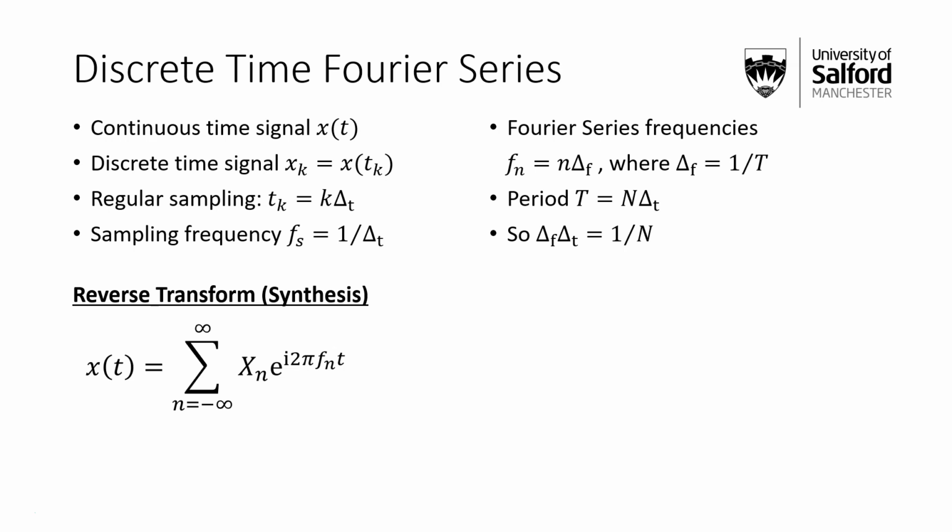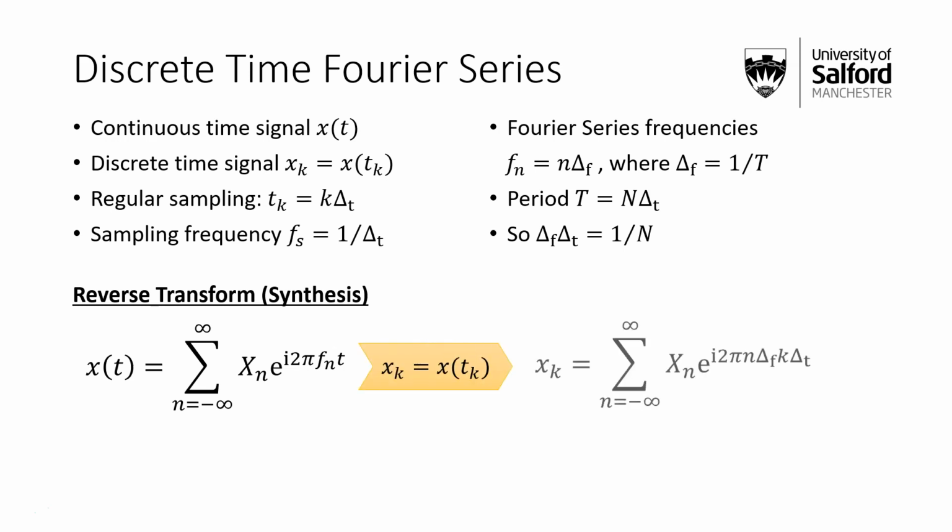We're going to put in our definition for xk, and we're going to say we only want to evaluate this at tk. So put that in, and we find that xk is just this evaluated at tk. All I've done here is, in the exponent, I put that tk is k delta t. I've also put in the definition of the Fourier series frequency, fn is n delta f.